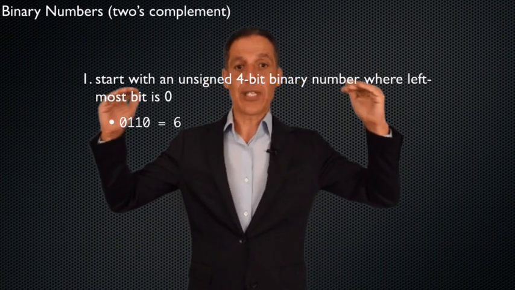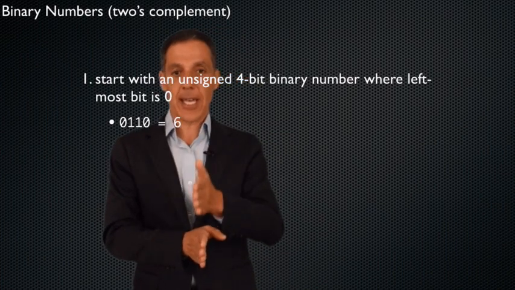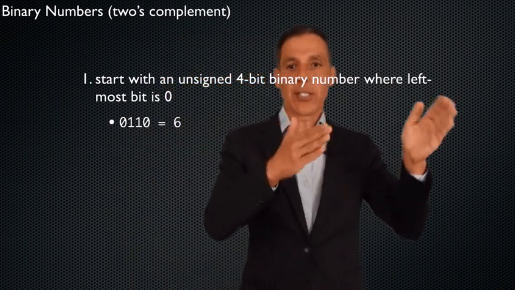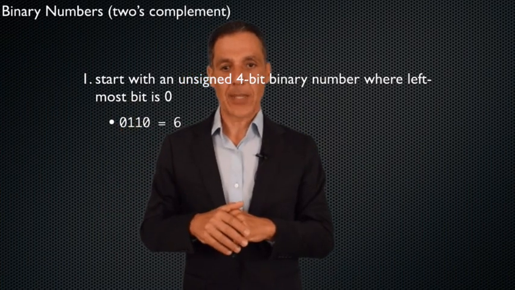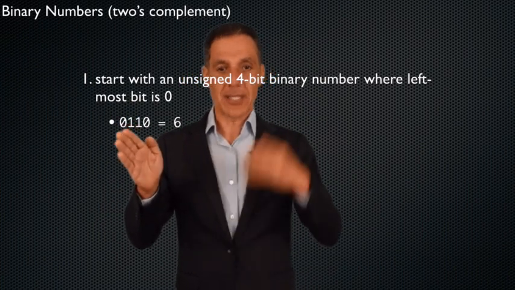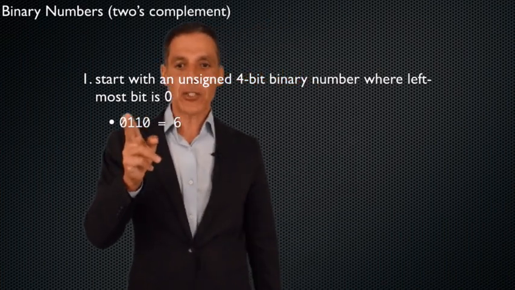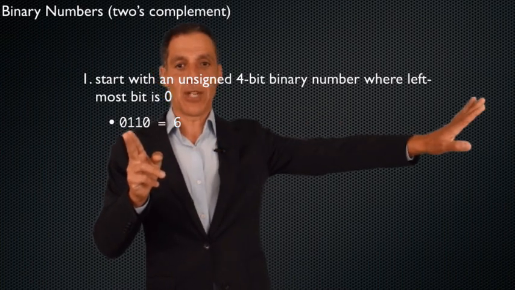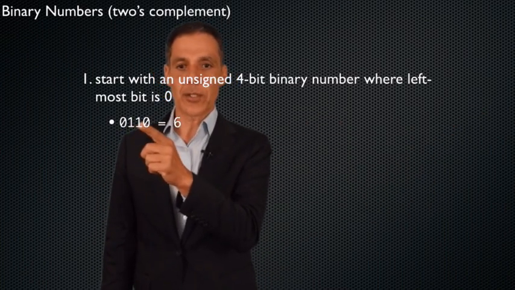So I'm going to start with an unsigned 4-bit binary number where the leftmost bit is always 0. This bit is going to be the sign, but not in the way that I showed you before. This number must be a 0 for it to be a positive number. And then this, of course, is 2 to the 2, 2 to the 1, 2 to the 0.